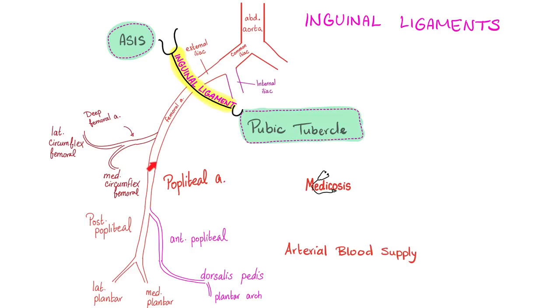The femoral artery is going to disappear behind the knee and by a verbal sleight of hand changes its name into the popliteal artery. The popliteal artery will give us anterior popliteal and posterior popliteal. Anterior popliteal will give us the famous dorsalis pedis artery, whereas the posterior popliteal will give us lateral and medial plantar arteries.